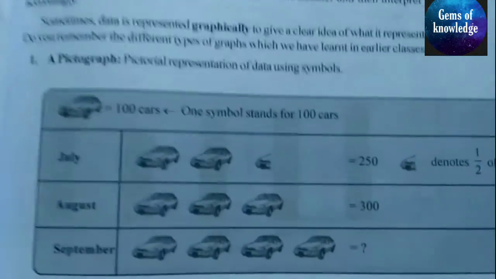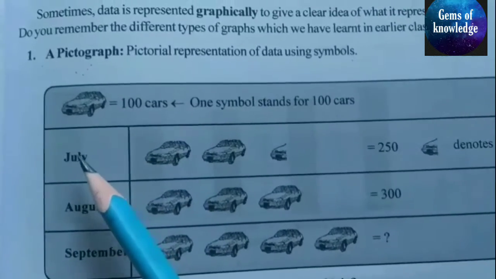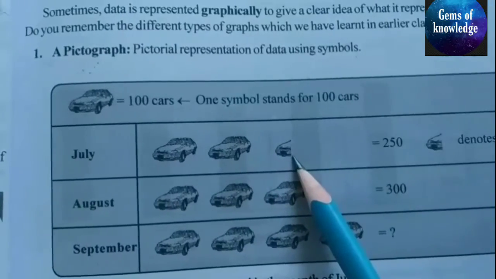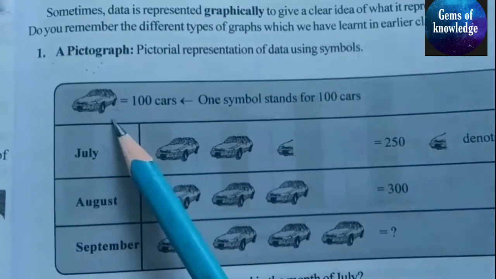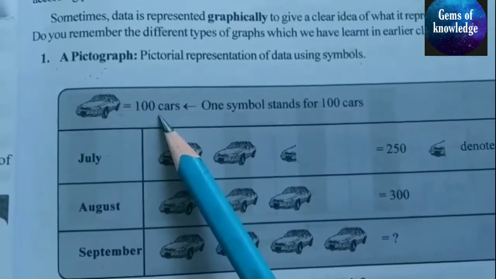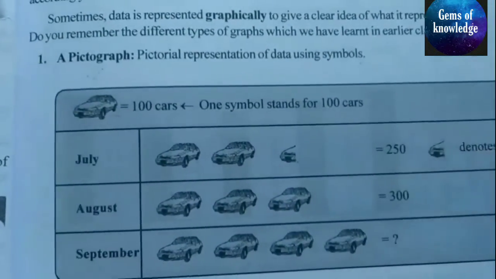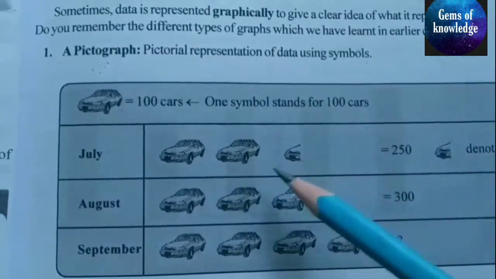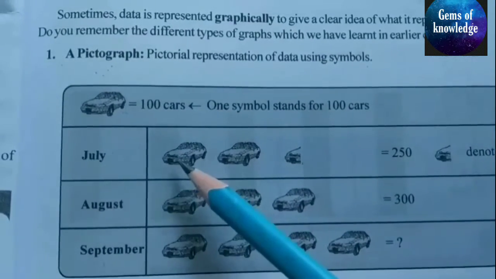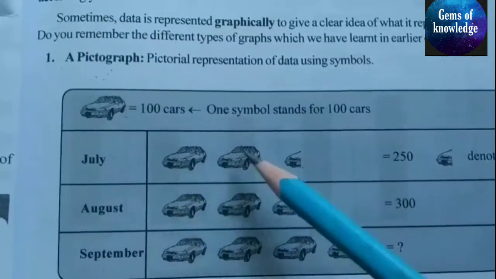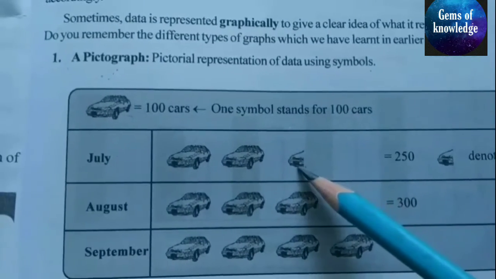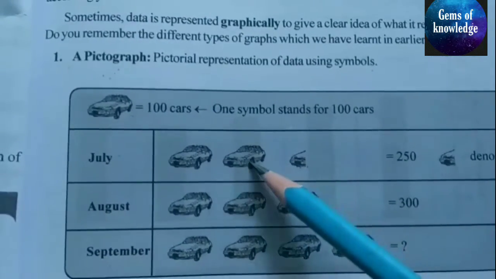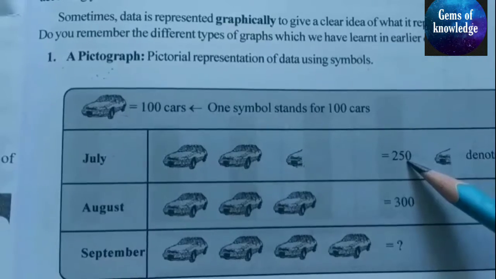Okay, so you can see below in your textbook they have given you the months here, July, August, September, and here they have given the pictures of the car. And here they have written one more thing, that 1 symbol equals 100 cars. So one symbol means 100 cars, 200 cars, and this is half. Half of 100 is nothing but 50. So 100 plus 50 we are getting 250.